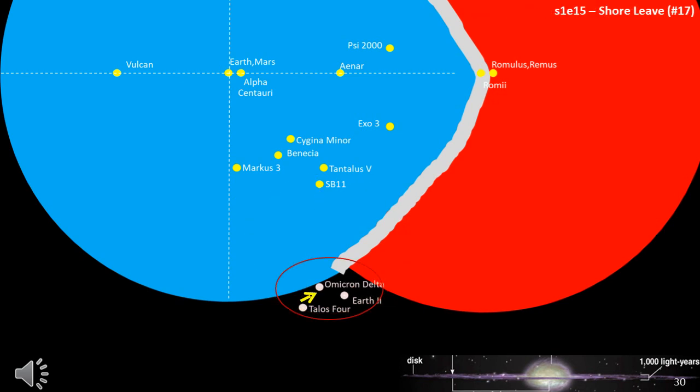On the way back from Talos IV, the Enterprise drops off at an uninhabited planet in the Omicron Delta region, which ends up being a long-abandoned recreational planet. This occurs in the episode Shore Leave.